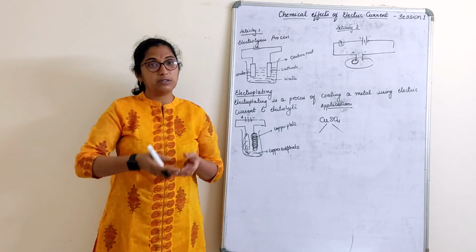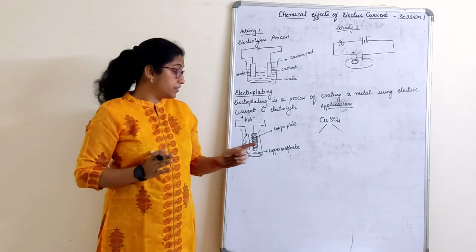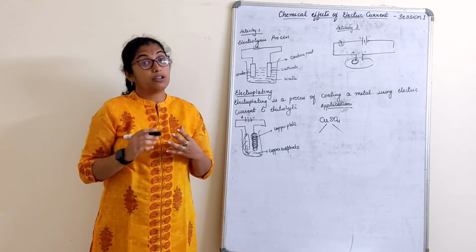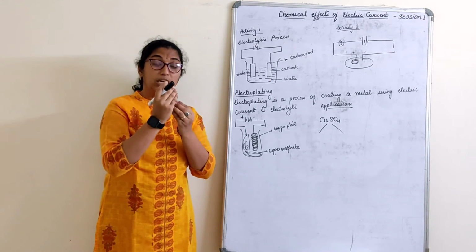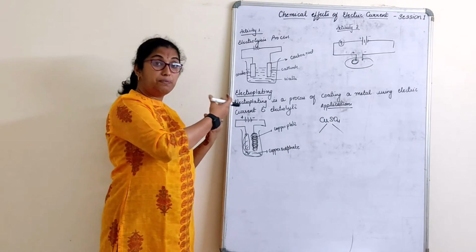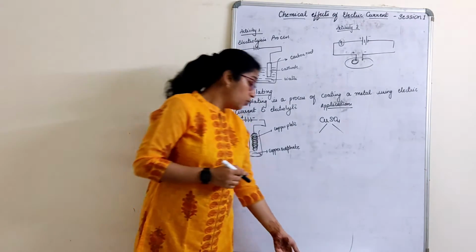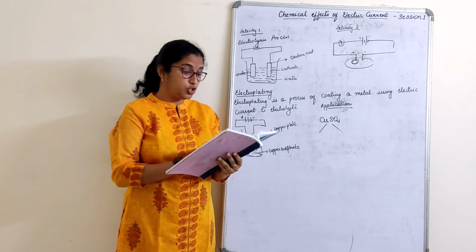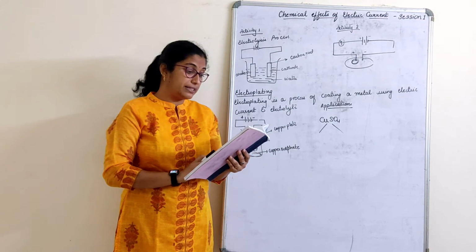This process continues till we get the accumulated amount of free copper on this, right? This is how the copper is obtained, or you can say this is how electroplating is done, where we coat a particular metal onto another metal. Now, where do we use this application? It's been widely given in your book, children. Applications of chemical effects of electric current: one is electroplating.